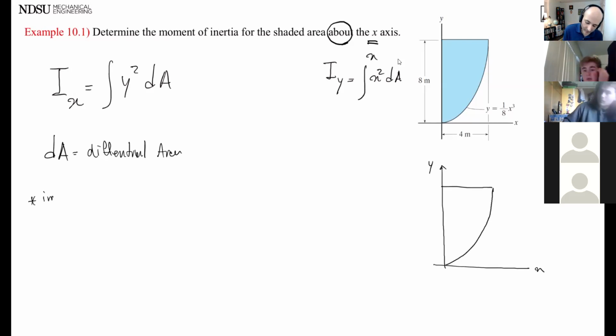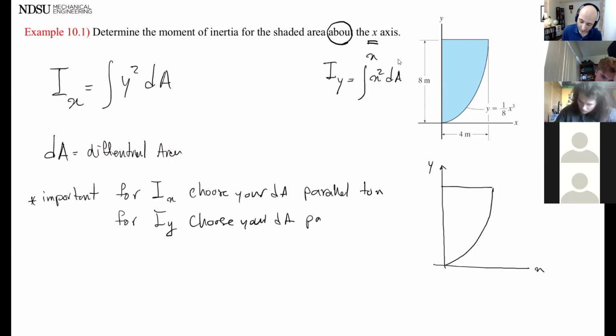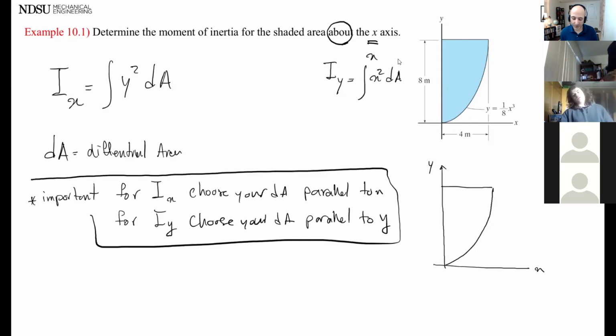Important: for Ix, choose your dA parallel to x. For Iy, choose your dA parallel to y. You don't have to. You can choose any area you want, but this is much, much simpler, and it saves you a lot of trouble and a lot of confusion.